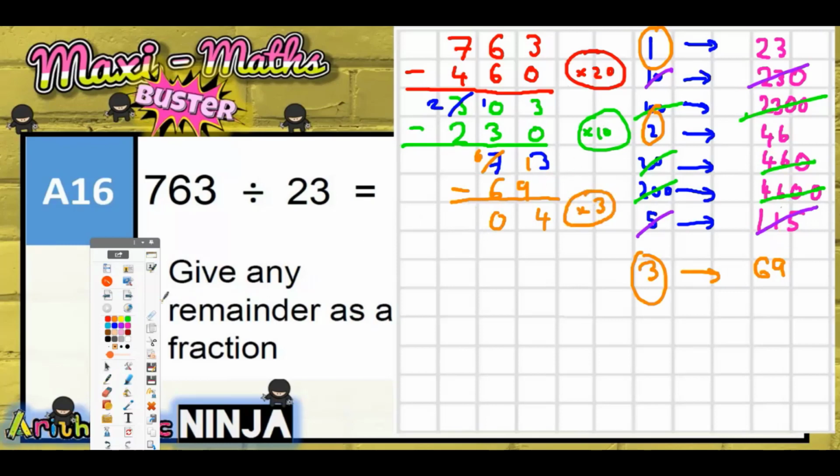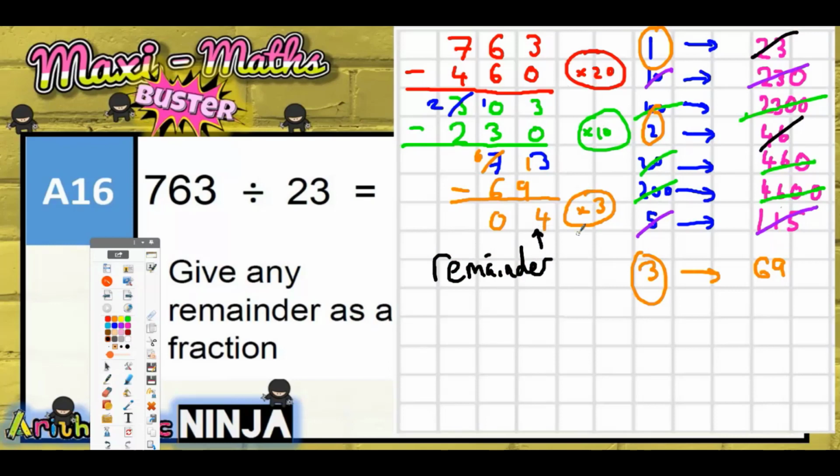Now then, we're down to 4. And we cannot go any lower because the smallest chunk is 23, and that's bigger than the 4 that we've got left. So basically, we can't take anything else away. That means that 4 must be our final remainder.